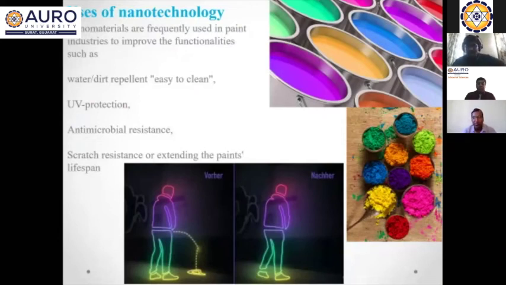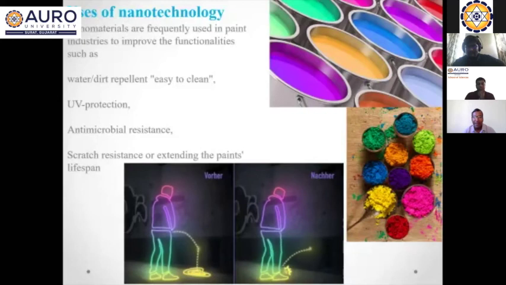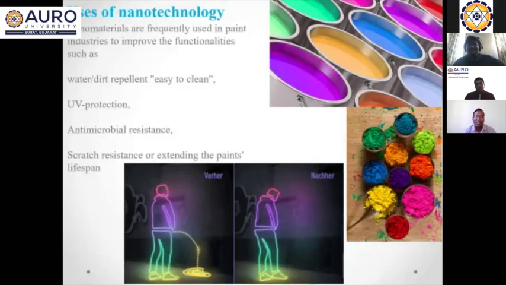Let me give you one example. In the red light district of Hamburg city in Germany, they coated the surface of the wall with a nano coating to prevent urination. So the thing is, it is able to pee back when you do this. So it's interesting, but that's all about the uses of nanotechnology.